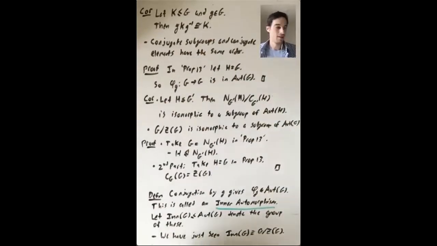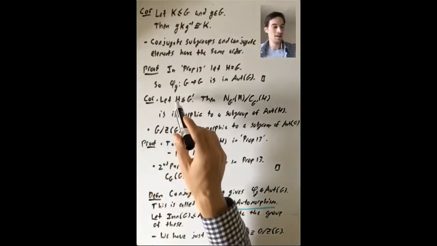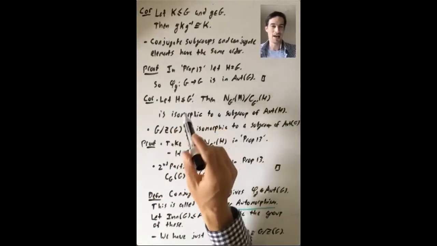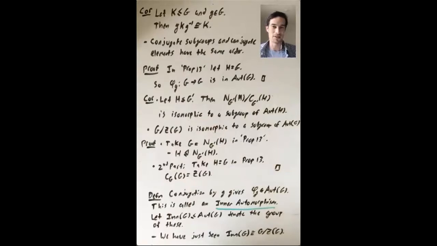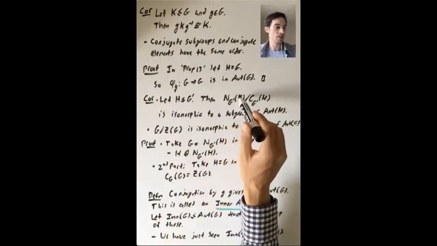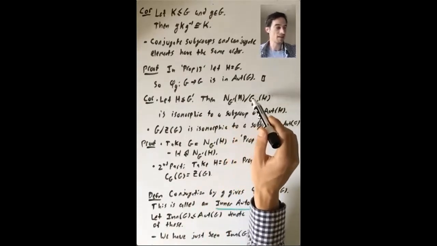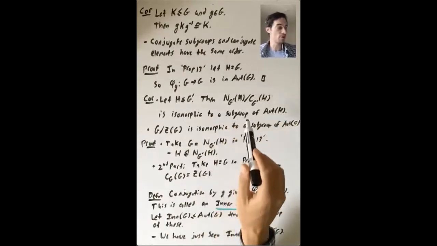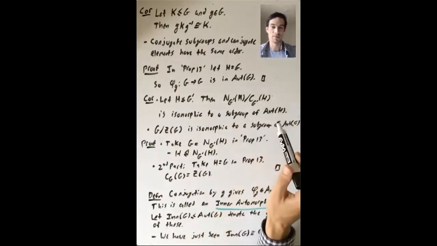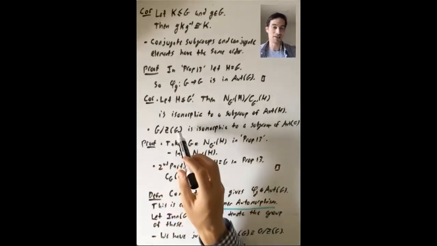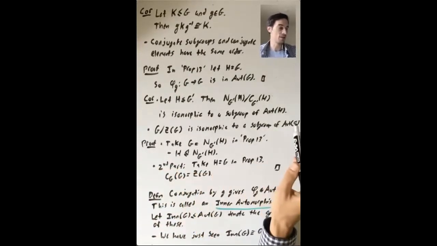OK, what else is true? Let's take H to be a subgroup of, let me say G prime, and it'll be clear in a minute why I want to use a different letter. Then the normalizer of H in G prime mod the centralizer of H in G prime is isomorphic to a subgroup of Aut(H). And G mod the center of G is isomorphic to a subgroup of Aut(G).